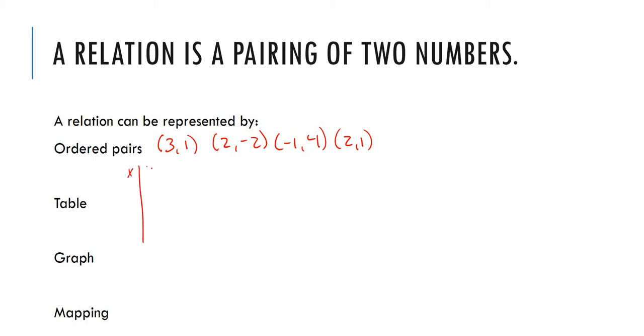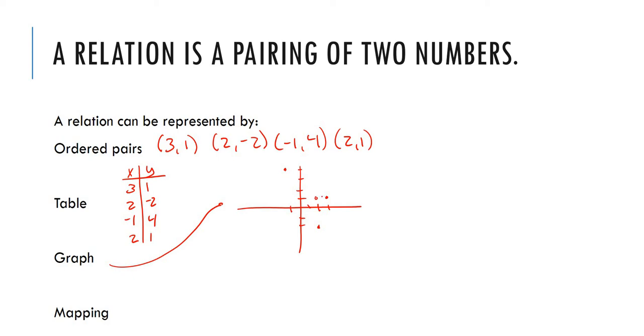Another way to represent this is in an XY table. So we put the ordered pairs listed in table form. Still the same relation. Another means is by a graph, and we've done this recently. So 3, 1, 2, -2, -1, 4, and 2, 1. So that's a graphing representation of our same set of numbered pairs.